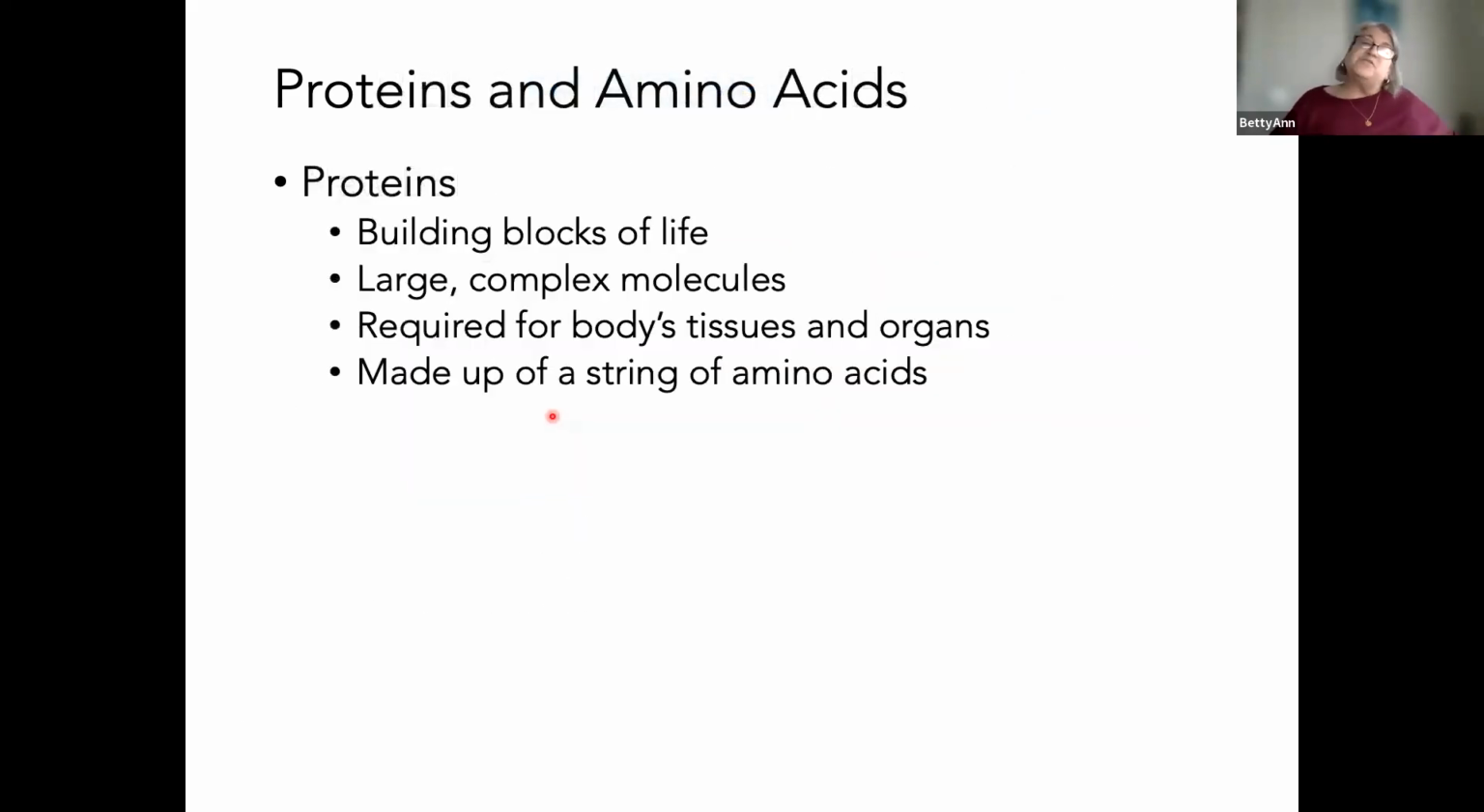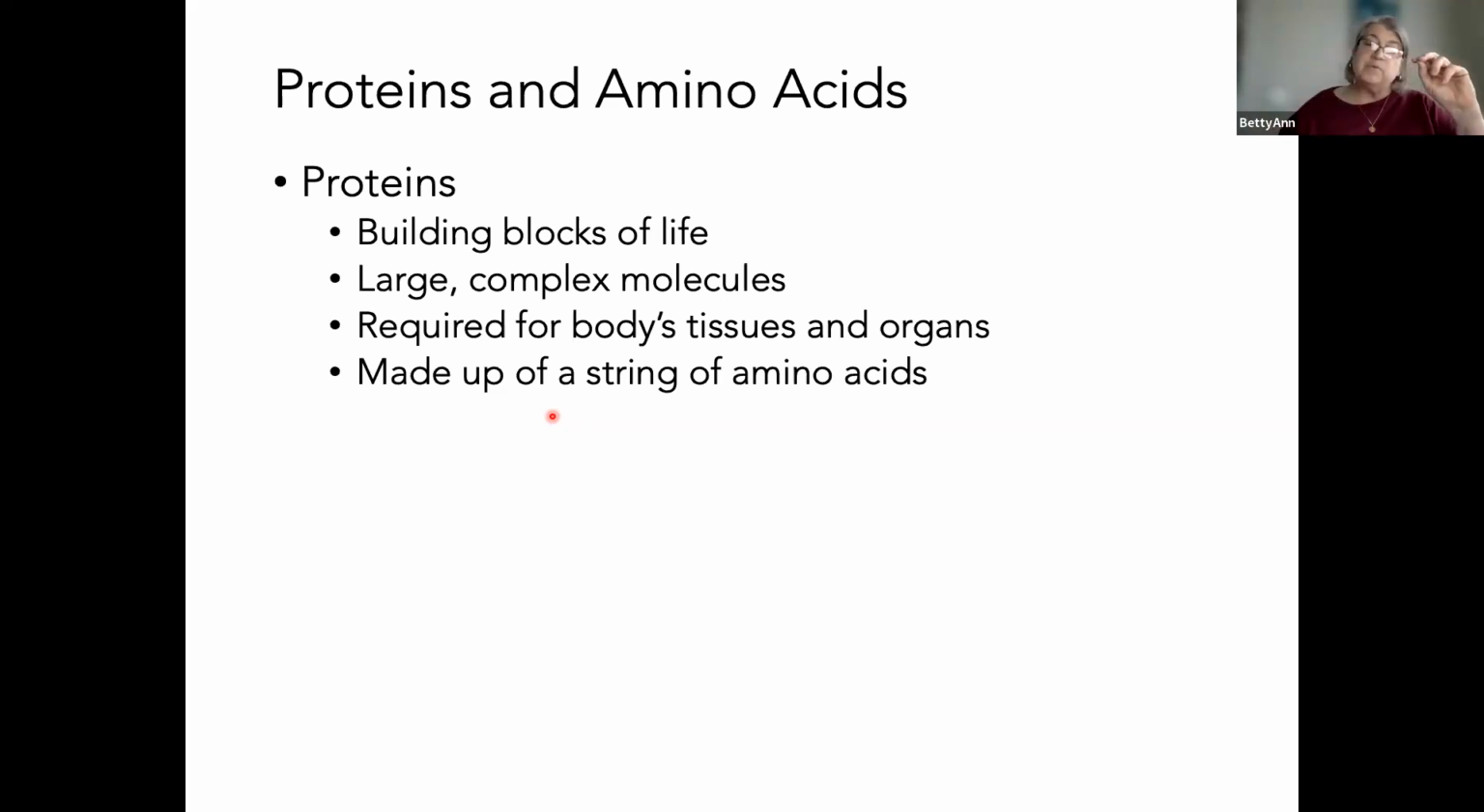So maybe I should have done this earlier, but I'll just give a little overview about proteins and amino acids. I probably should have done this earlier as I've been talking about proteins. You may remember from high school, proteins are considered to be the building blocks of life. They're very large and very complex molecules, and they're needed for everything in our body, for tissues and organs. But these proteins are made up of amino acids.